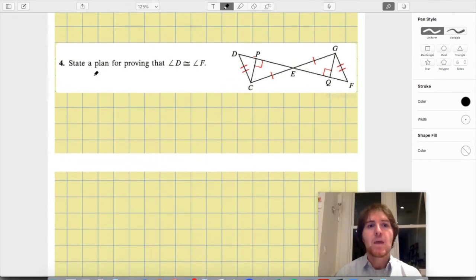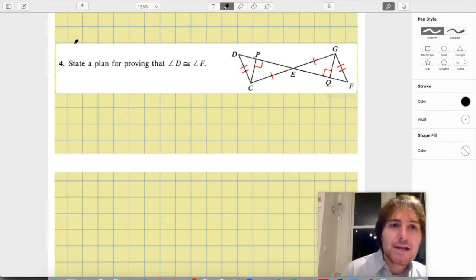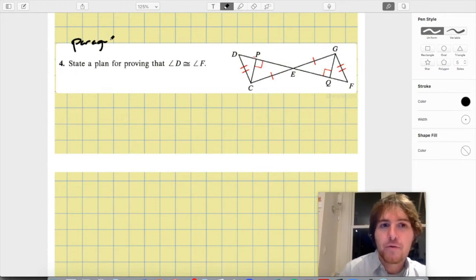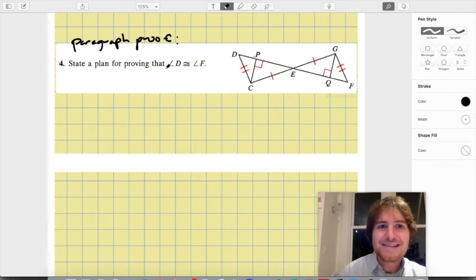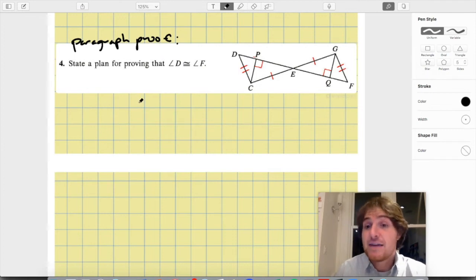Okay, all right, here we have: state a plan for proving that angle D is congruent to angle F. I think this is starting to get you to think about a paragraph proof. So do you have to write a paragraph proof for this one? No. In general, when it says state a plan for proving this, you want your answer to be pretty fast. You can save time for other proofs on the homework. But I might write this as a paragraph proof, as another example.